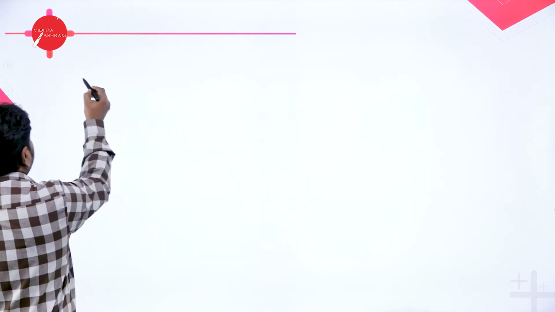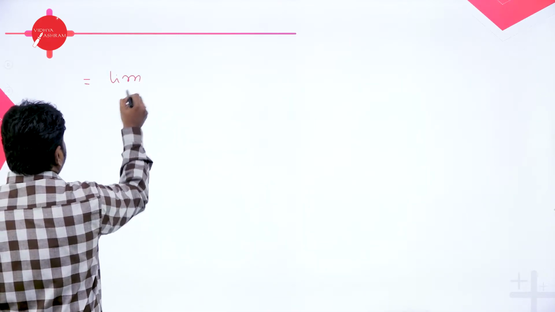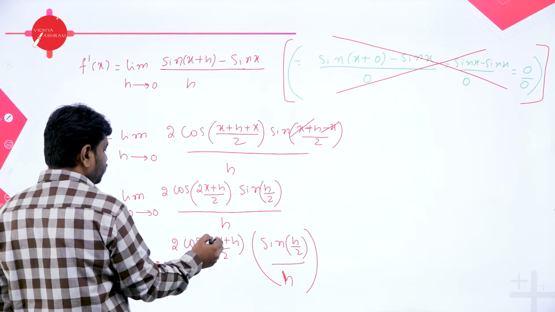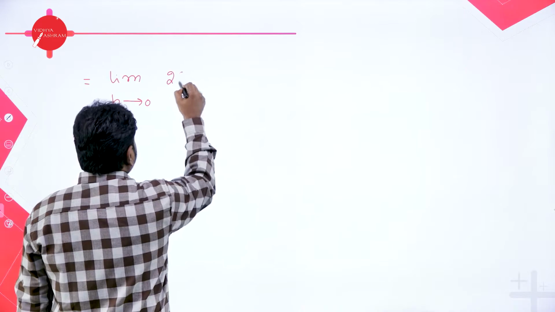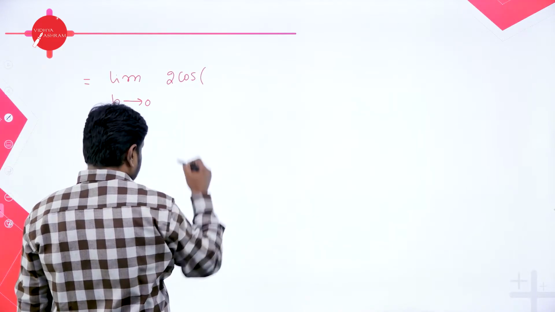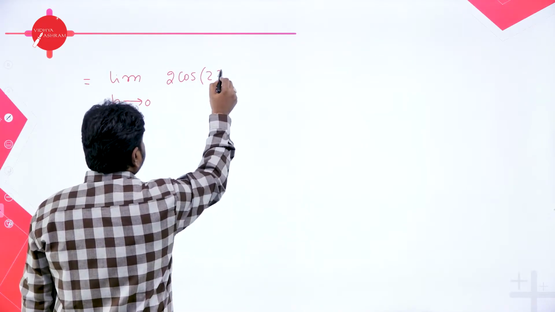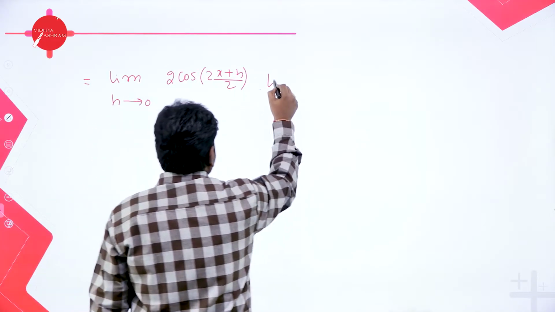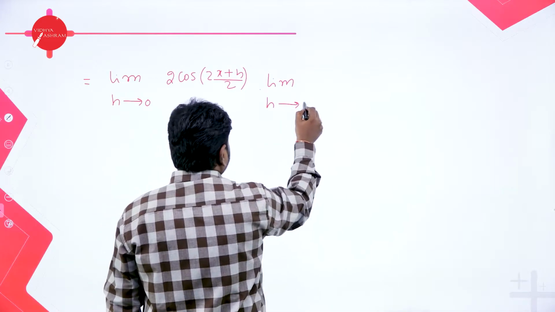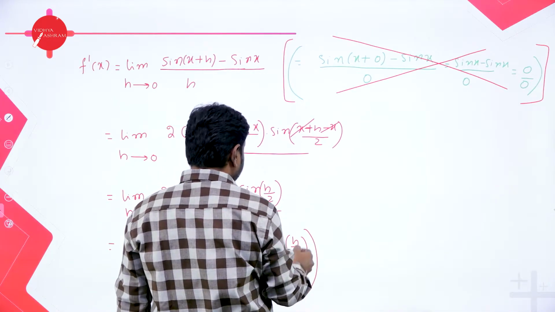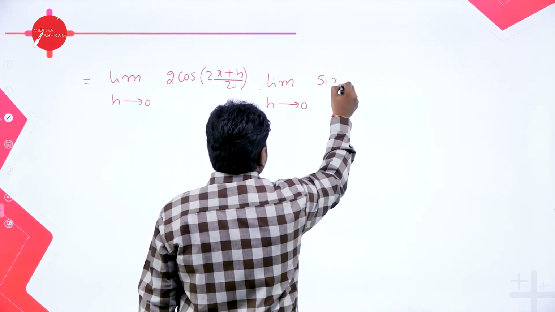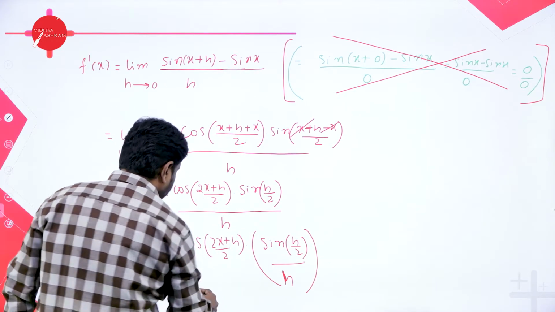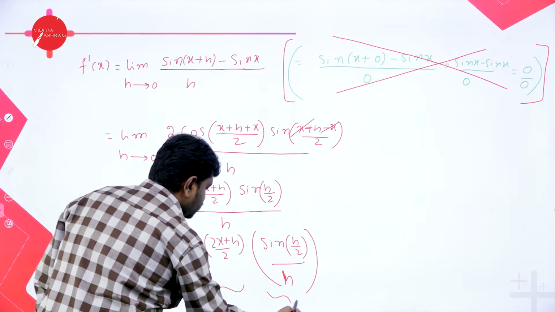So now limit h tends to 0, first function. What is the first function? 2 cos (2x plus h) by 2, into limit h tends to 0, second function, sin (h by 2) by h. So we have two functions. This is the first function, this is the second function.